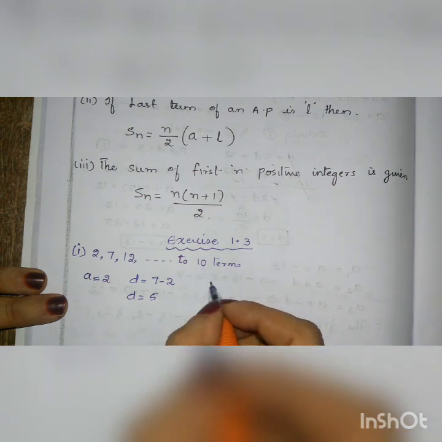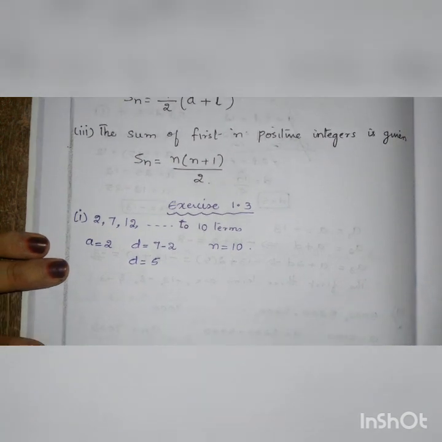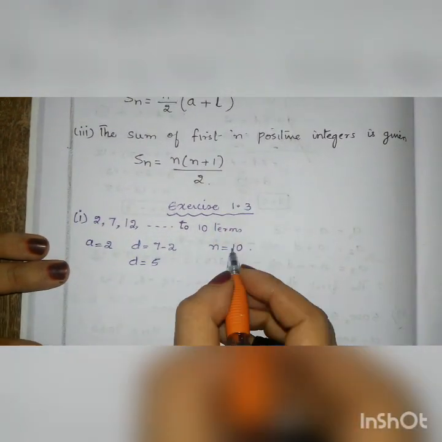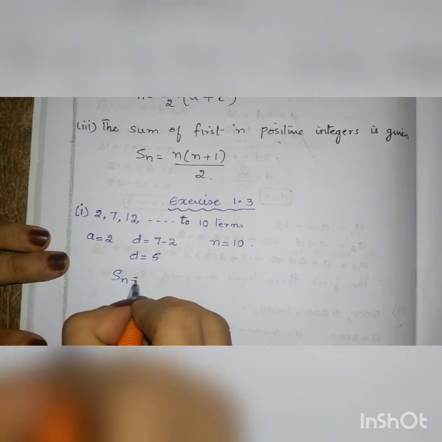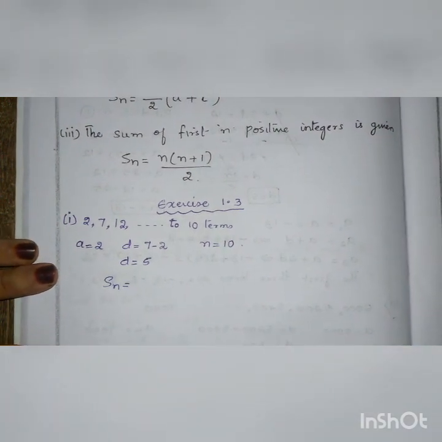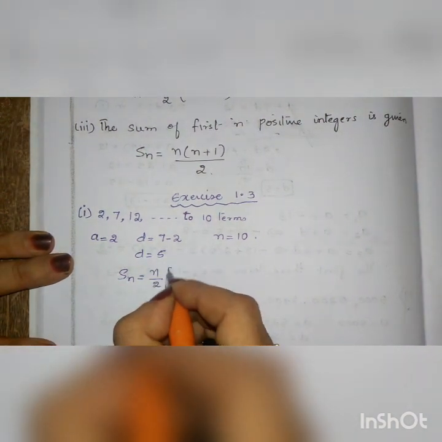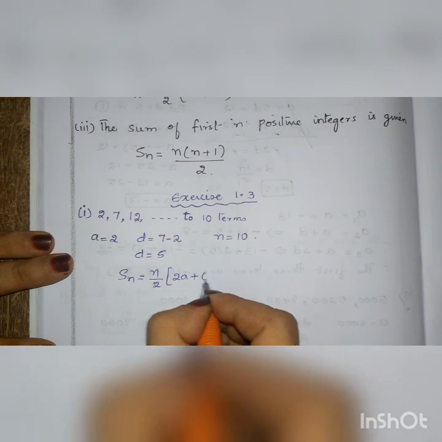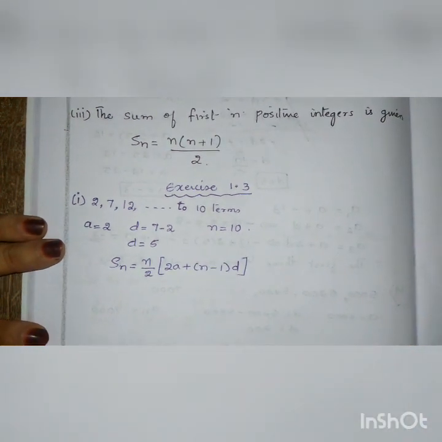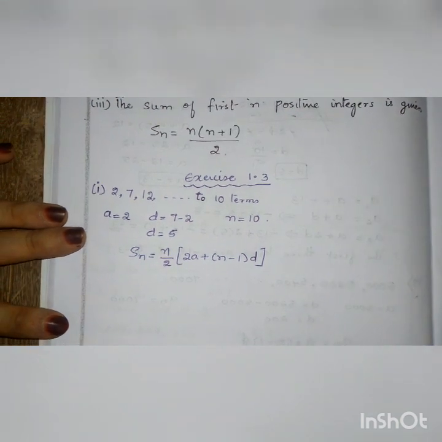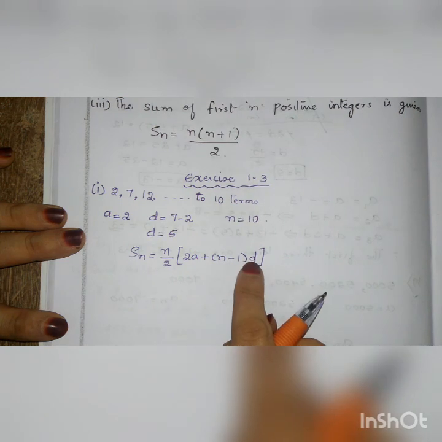Then this is nothing but n, n = 10. Find the sum of the AP, so S10 we need to find. We know the formula Sn = n/2 [2a + (n - 1)d]. You need to learn the formula by heart first to solve the problems.